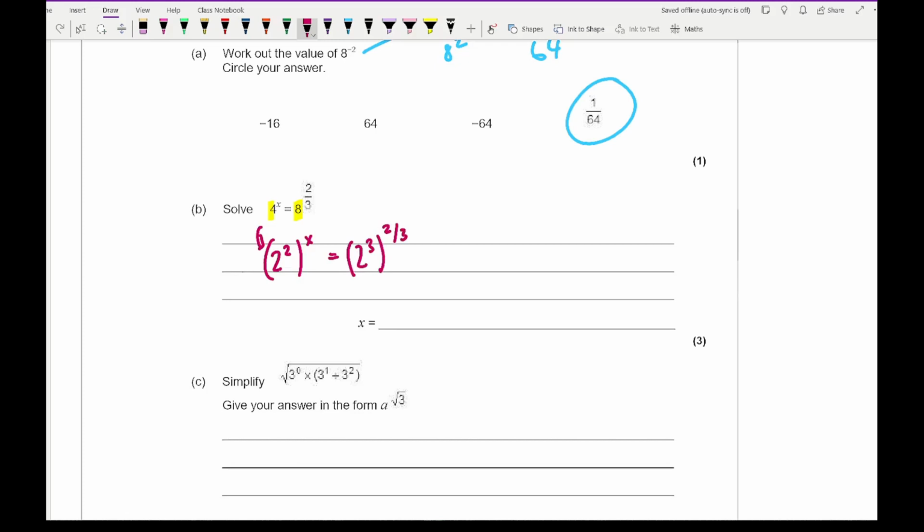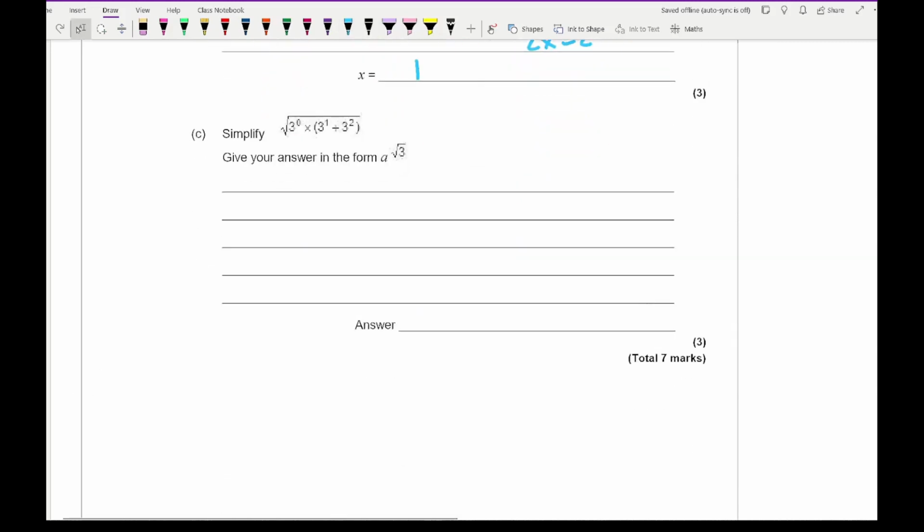So here, when you're raising a power to a power, you multiply out the brackets. So that then becomes 2 to the power of 2x equals 2 to the power of, now 3 times 2/3 is just 2. So therefore from this we notice that 2x must equal 2. So 2x equals 2, and solving that gives us a value of 1.